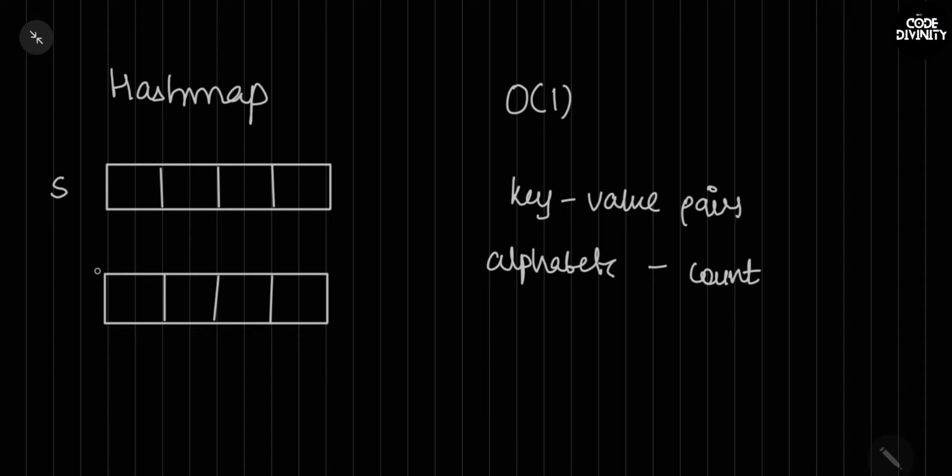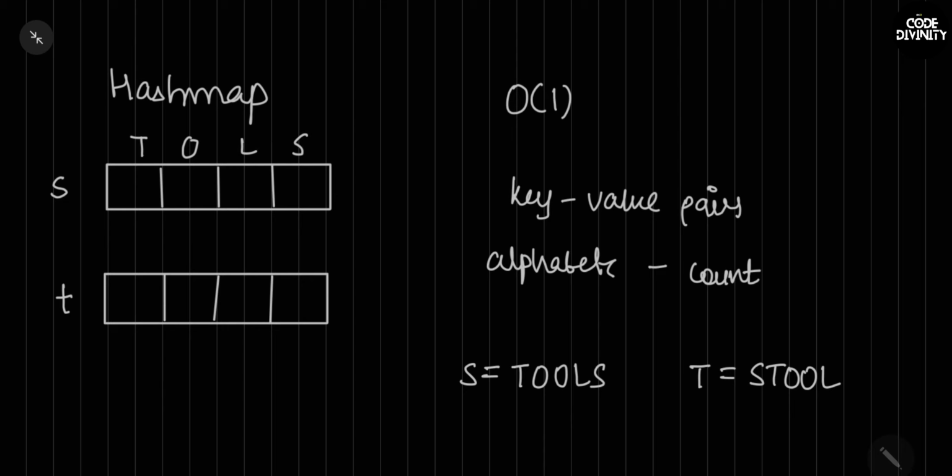Let's take a hash map for string S and a hash map for string T. For example, our string S is tools and string T is stool. Now the unique alphabets in S are T, O, L, S, and for the string T, the unique alphabets are S, T, O, L. Now T occurs once, so we will increment the count of T as 1. O occurs twice, so we will put 2. L occurs once, so we will put 1, and S occurs once, so we will put 1.